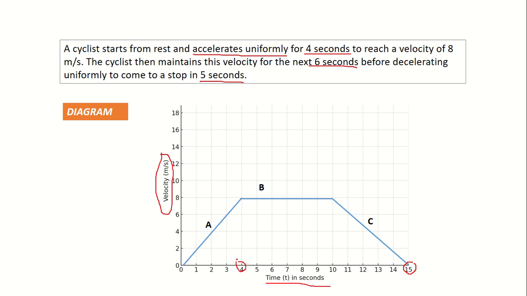So here until here, what is the velocity reach? The speed reach is 8 meter per second. And then for the second portion, it maintains that speed. So nag 8 meter per second lang siya steadily for 6 seconds. So 4 plus 6, that's 10. So that's this much is 6 seconds. Before decelerating, that means it's going to slow down to a stop. Again, uniformly, word uniformly here. So my line should be straight and diagonal in 5 seconds. So that's 10 to 15 seconds. So I also have 3 segments here, segments A, B, and C.